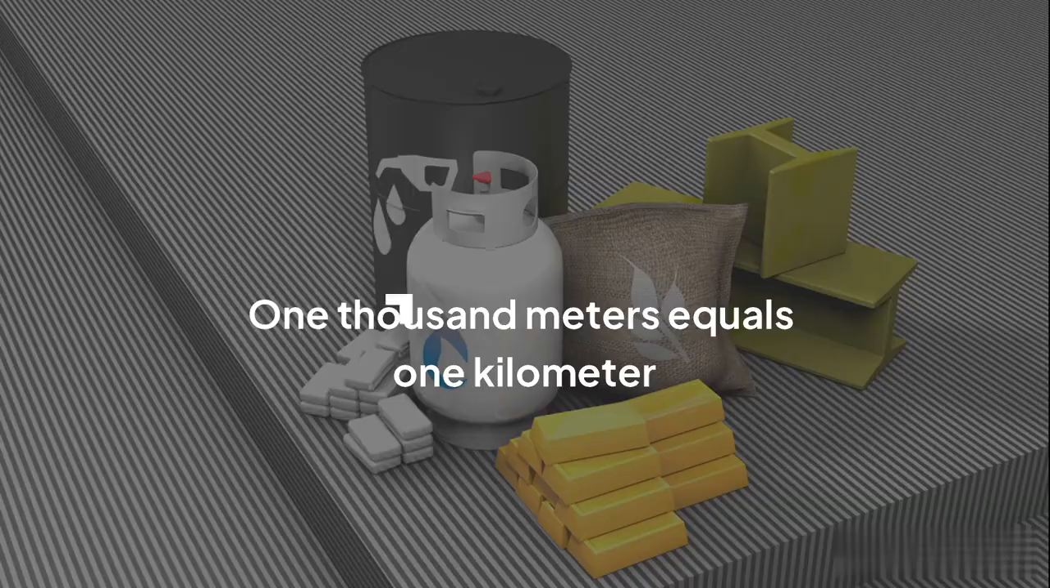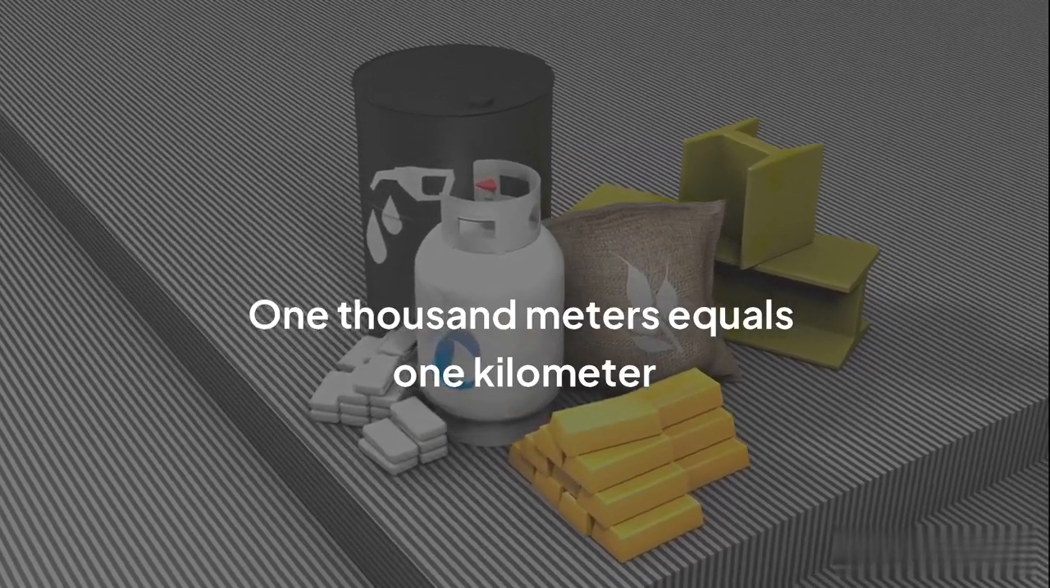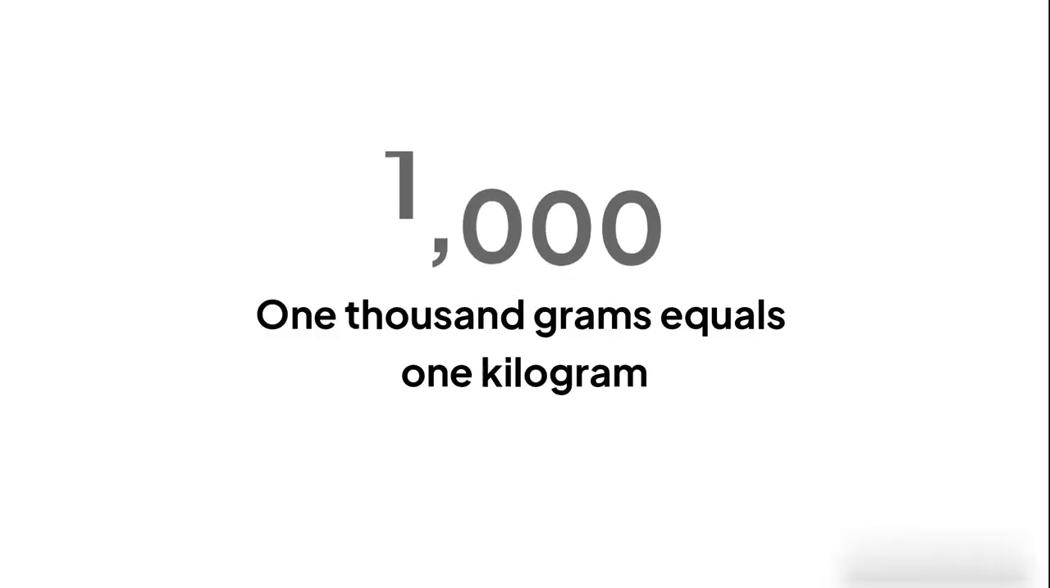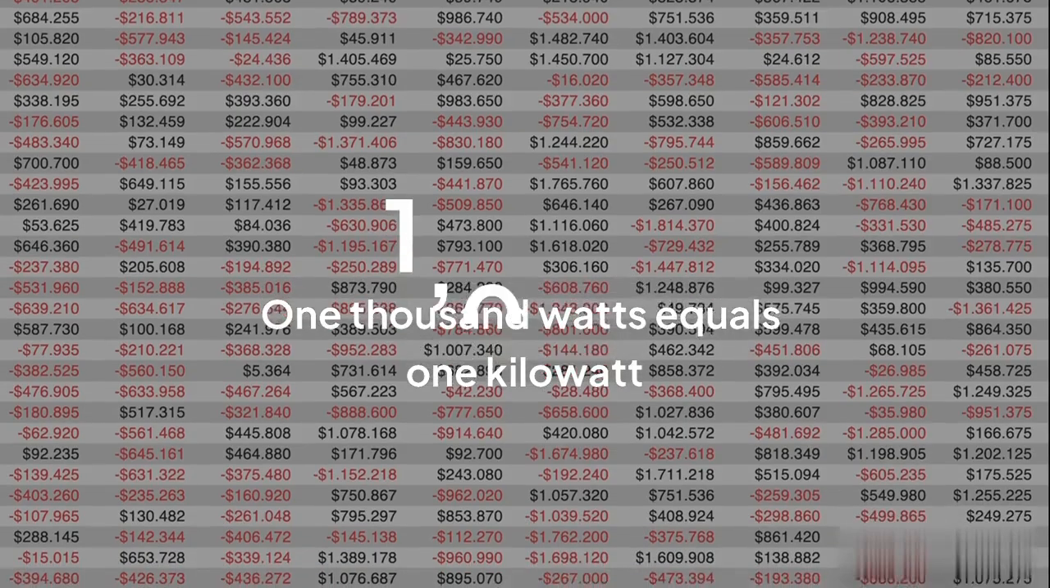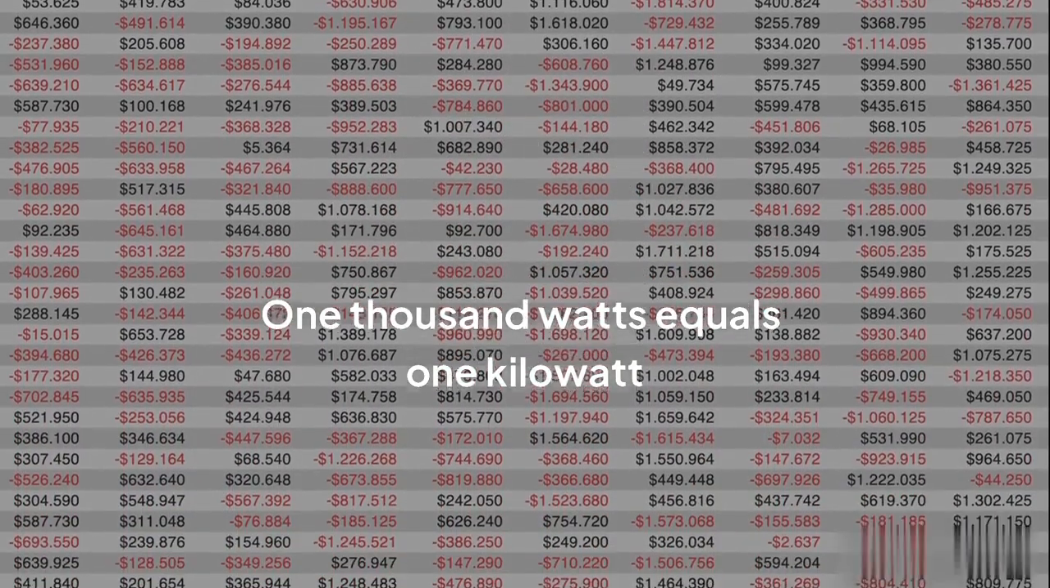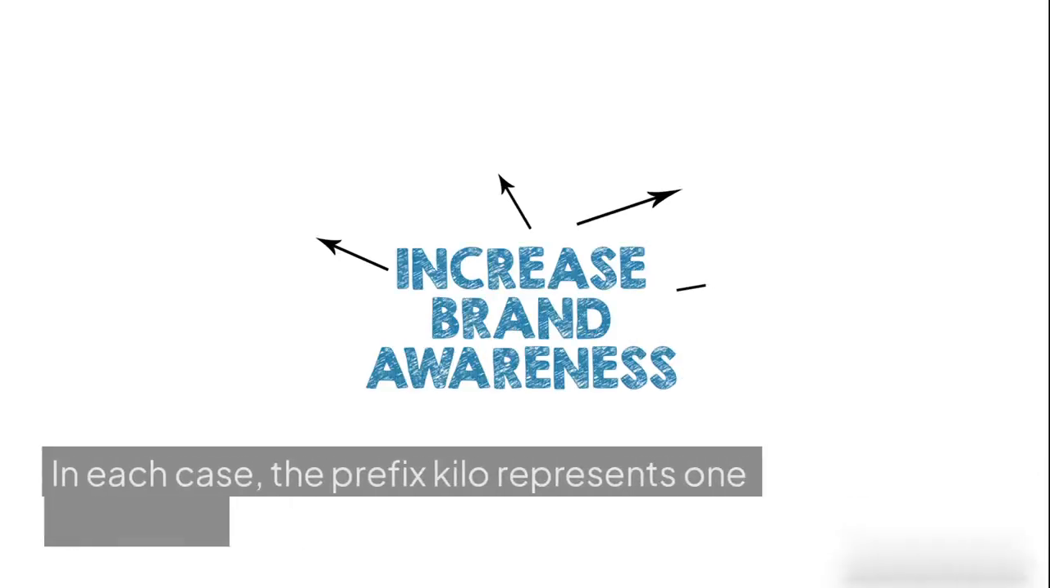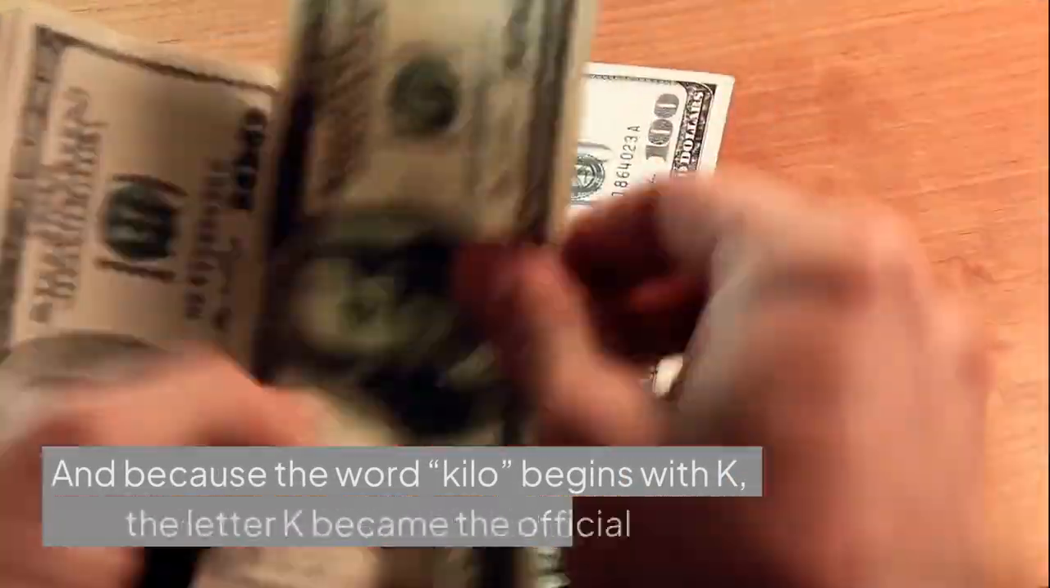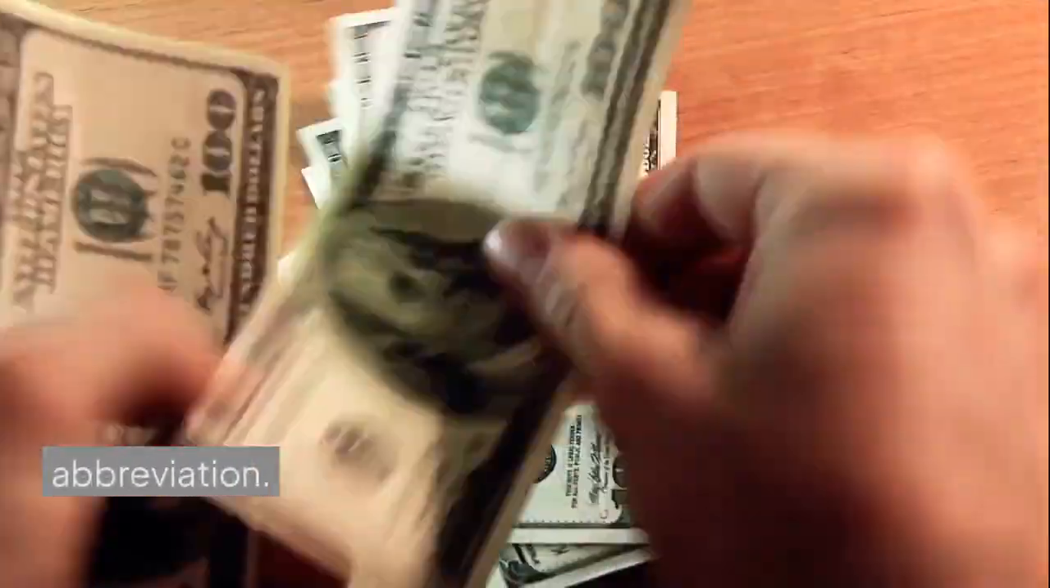For example, 1,000 meters equals 1 kilometer. 1,000 grams equals 1 kilogram. 1,000 watts equals 1 kilowatt. In each case, the prefix kilo represents 1,000. And because the word kilo begins with K, the letter K became the official abbreviation.